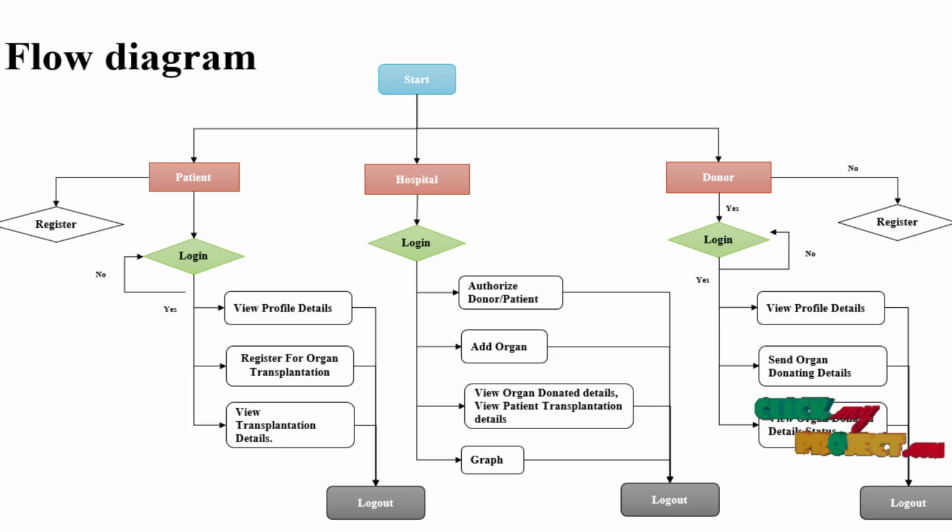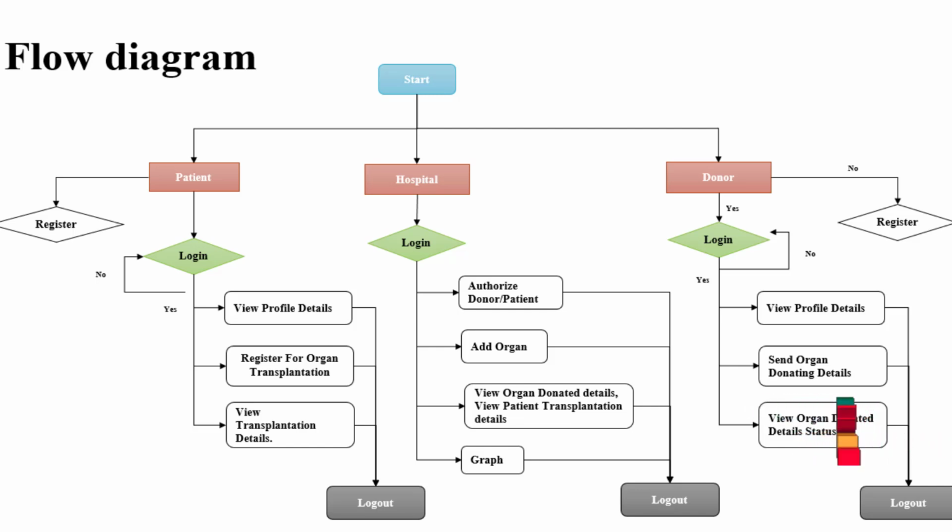And now we see the donor module. If the donor already has an account, they may log in with his username and password. Otherwise, they may register their details and wait for admin authentication. Once logged in, they can view their profile details. If the donor wants to donate an organ, they may register for organ donation. Once registered, they can view their organ donated details. After completing the process, the donor can log out.